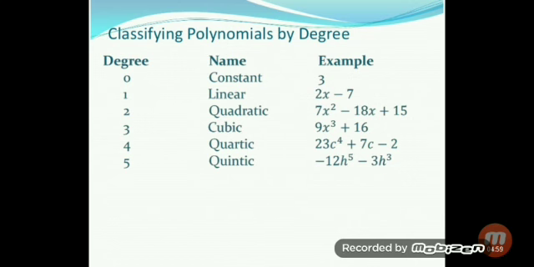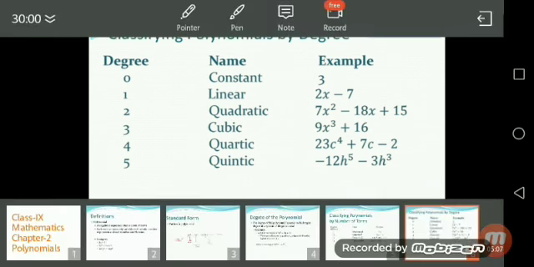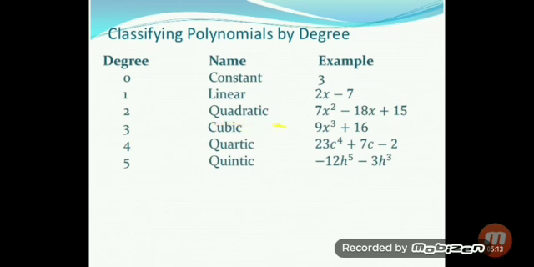Now a polynomial with degree 1 is known as a linear polynomial. For example, 2x minus 7. Here the power of x is 1. Now if the degree of the polynomial is 2, then the name of the polynomial is quadratic polynomial. This is an example of a quadratic polynomial. Here the power of x is 2.